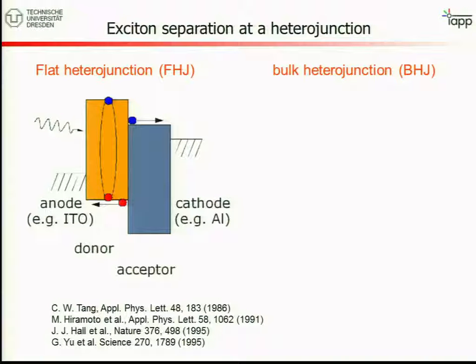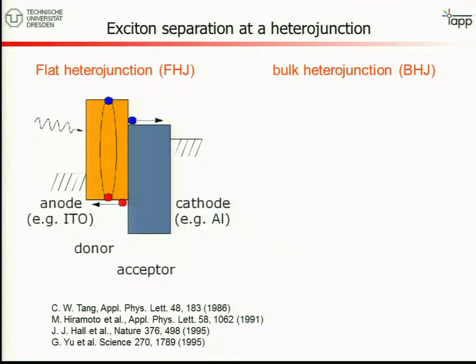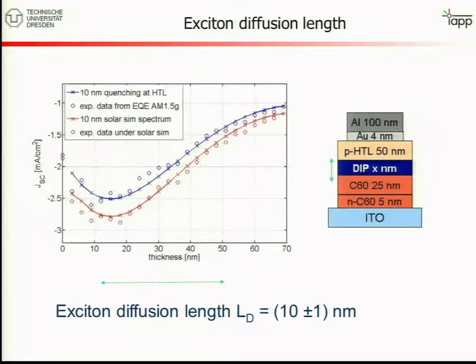Now comes the second problem. You have not only these tightly bound excitons, they also have to move to this interface, and unfortunately they don't like to move. The diffusion length of these excitons is very small. This is an example of a measurement done in my lab, and we measured that you can transport these only about 10 nanometers. In other words, only a few of the excitons which are absorbed in the material can reach this heterojunction.